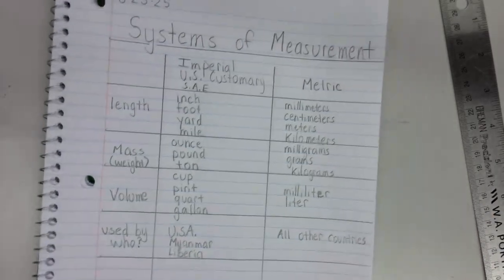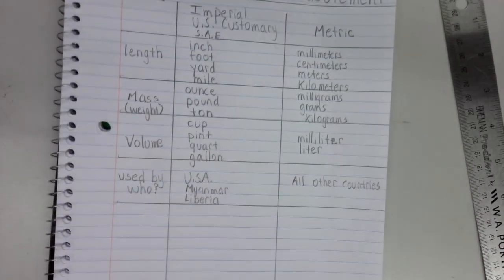Okay, so this is the lesson called Systems of Measurement. If you were absent this day, you'll need to get this in your notes.